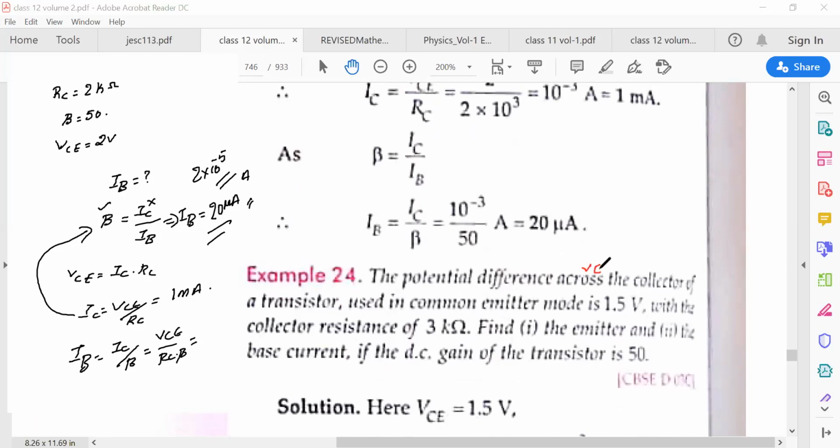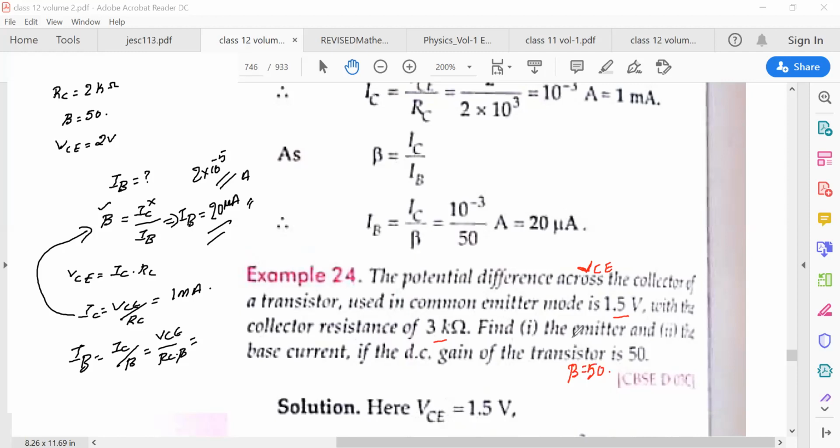So they have given common emitter mode. So here the emitter is ground. So it is your VCE. With the collector resistance RC given. Find the emitter and the base currents IE and IB. If the DC gain of the transistor, it is your CE configuration, so they have given beta. Beta is 50.